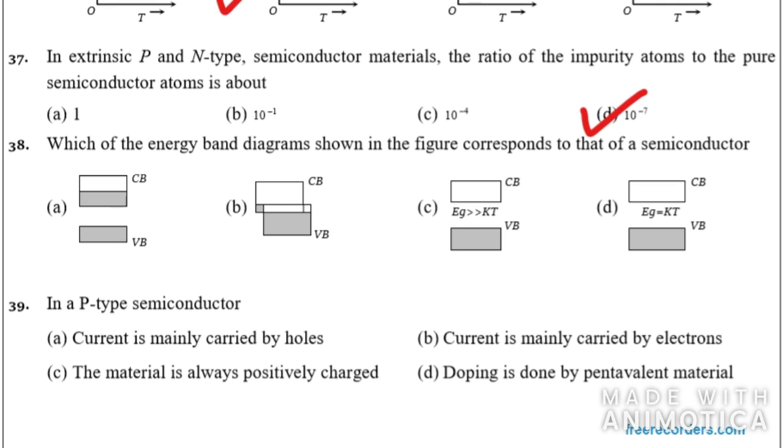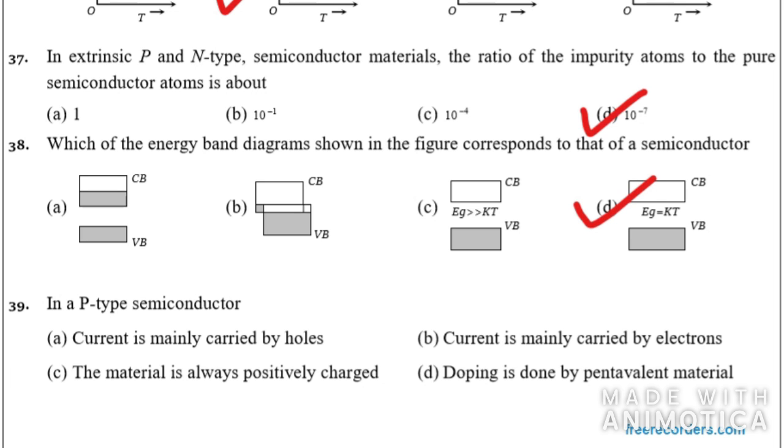Now look at the energy band gaps. Energy shown in the figure corresponds to that of a semiconductor. So the first one is not right, second one is not right because it represents a metal, and C part is not right as well because Eg in this case is greater than Kt. The right option to this is Eg equal to Kt. So that's right, B part.